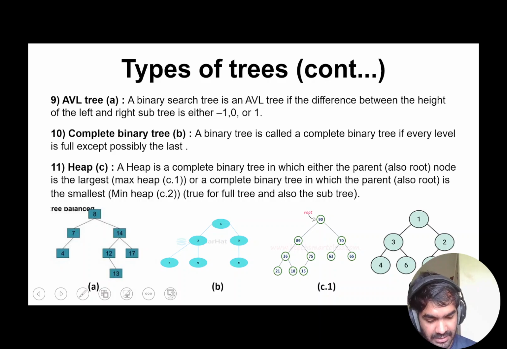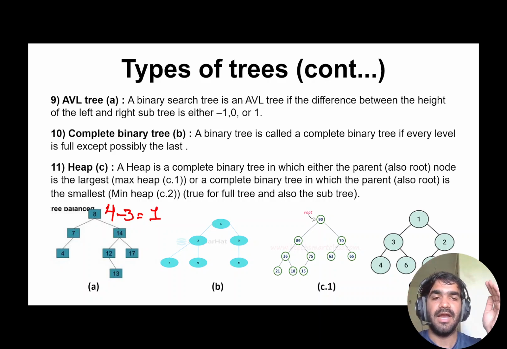So let's count. Taking the right subtree, we have 4 levels. Taking the left subtree, we have 3 levels, and 4 minus 3 is 1. So it comes out as a balanced tree, as the difference between the heights of the left and the right subtree is in the range of 1, 0 or minus 1.